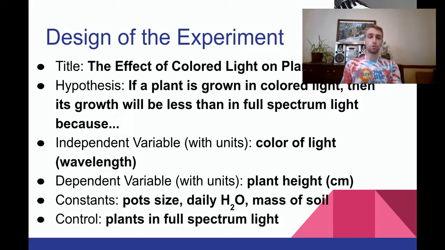And then finally, the control group is going to be the plants that we put in the full spectrum light, or the plants that we put in the normal white light, because that's going to be our baseline. Because if we only put plants in the red and the green and the blue, how do we know if they're growing more or less than normal? Or how do we know if they're not growing exactly the same? The point is, we only know if there's a positive, negative, or neutral effect if we have something to compare it to. And that's why we have the control group, which is the plants in full spectrum light.